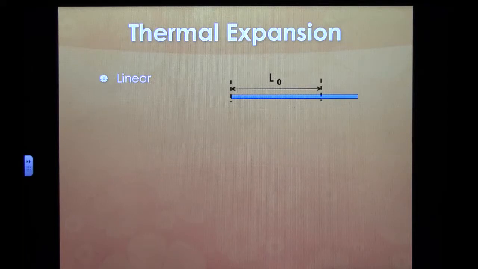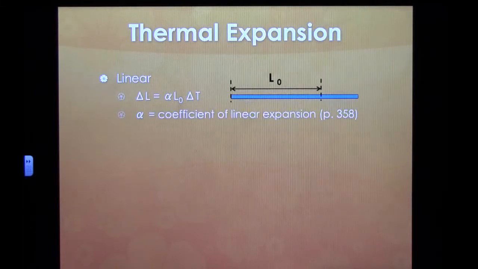Experiments indicate that the change in length, or the amount of expansion of a solid material, is directly related to the initial length, L0, the change in temperature, delta T, and a constant, alpha, which is known as the coefficient of linear expansion, which is a material-dependent property. Each material has its own coefficient of linear expansion. These values can be found on page 358 of your textbook.